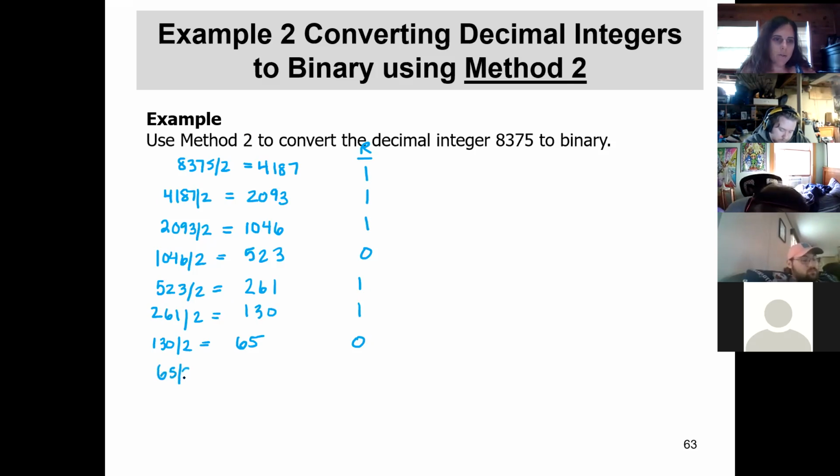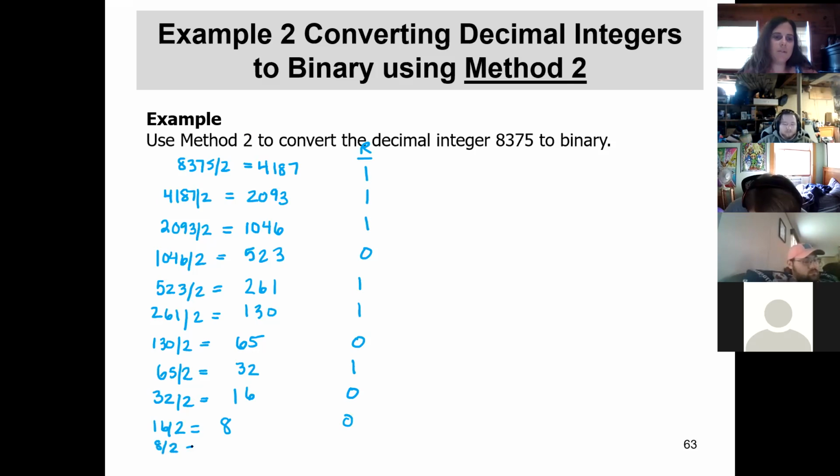65 divided by 2 is 32, 1 remainder. 32 divided by 2 is 16. No remainder. Getting there. I'm getting there. 16 divided by 2 is 8. No remainder.